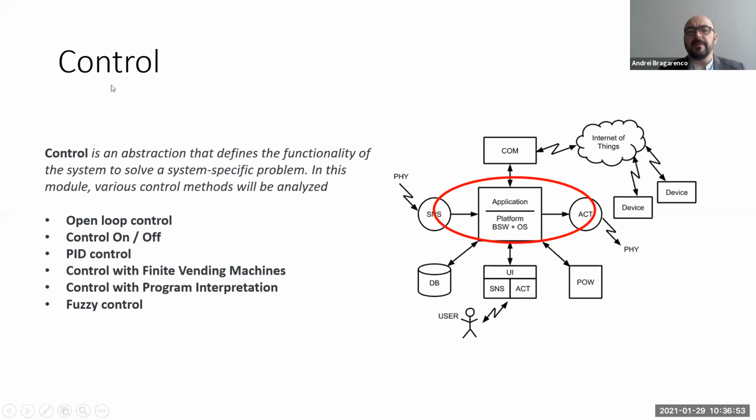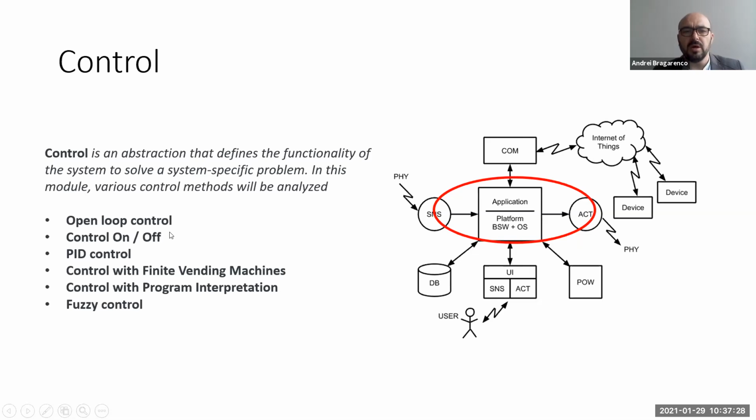What is a control? Okay, when you say that, okay, I'm controlling something, what that means? It's an abstraction that defines functionality of the system in order to solve some specific problem. So we will analyze some methods, and we'll even implement, okay, vending machine, sorry, finite state machine, not vending machine, okay.